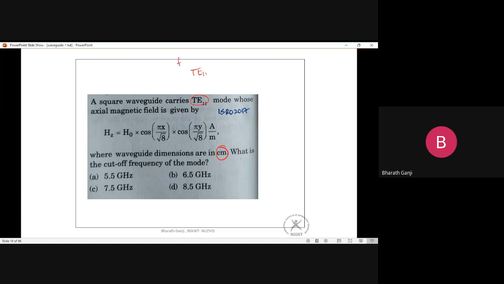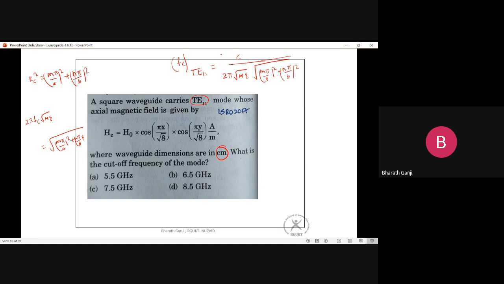So the cutoff frequency formula is like this: c divided by 2 pi times square root of mu epsilon, times the square root of (m pi by a) whole square plus (n pi by b) whole square. If you don't remember the formula directly, you can always derive it from k_c square is equal to (m pi by a) whole square plus (n pi by b) whole square. This you need to remember. From there, I can write 2 pi fc square root of mu epsilon is equal to the square root of (m pi by a) whole square plus (n pi by b) whole square, and from there you can derive the fc formula.